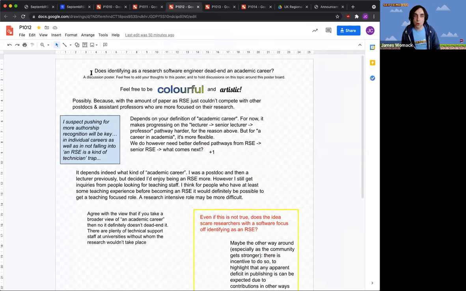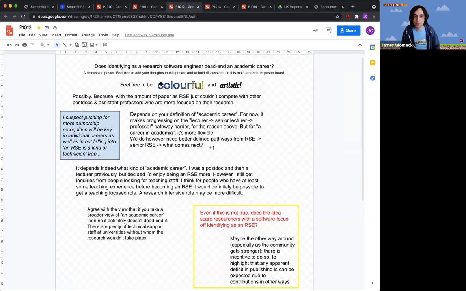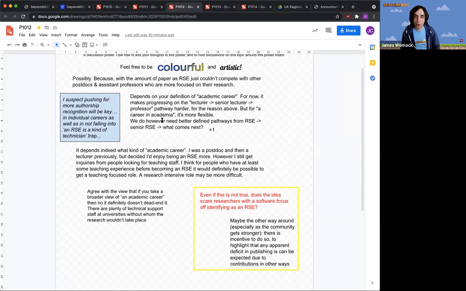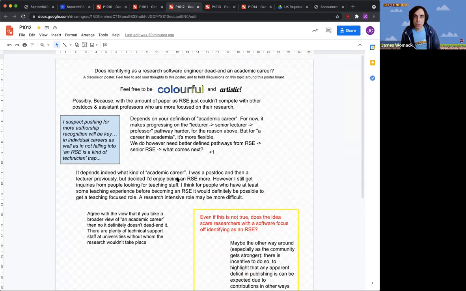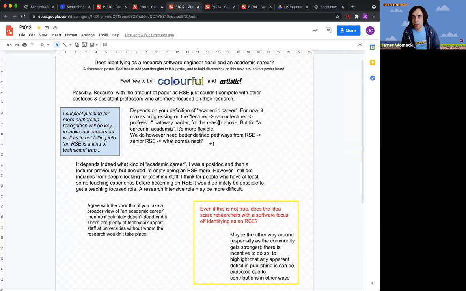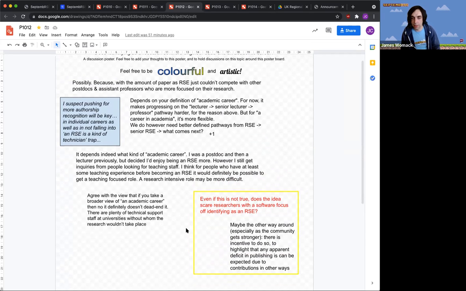So P1012 is, does identifying as a research software engineer dead end an academic career? So you've had some interesting views. Mostly the answer is no, but it depends on how you define an academic career, seems to be the general consensus here. But a comment here says, even if it's not true that being an RSE dead ends an academic career, does the idea scare off researchers from identifying as an RSE?